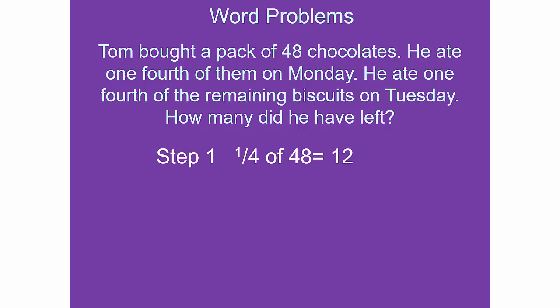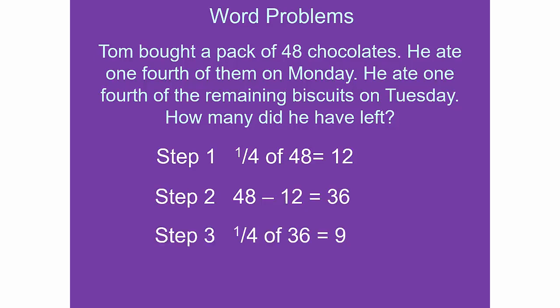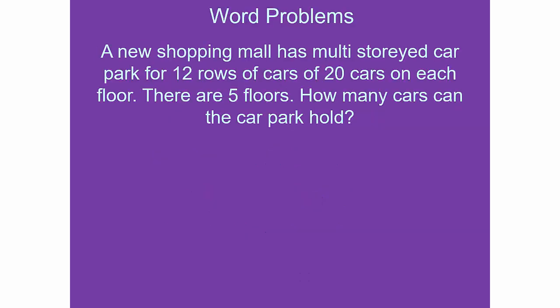1/4 of 48 is 12. That's step 1. Step 2 is subtract that from 48, and you get 36. And then 1/4 of 36 is 9. So you have 3 different signs in 3 parts of the question.